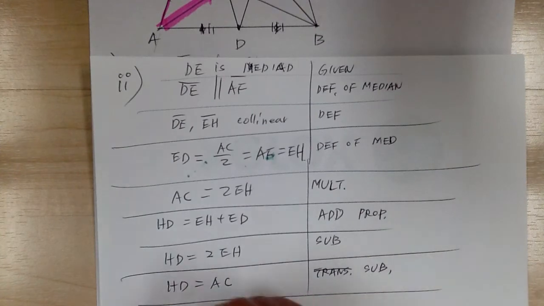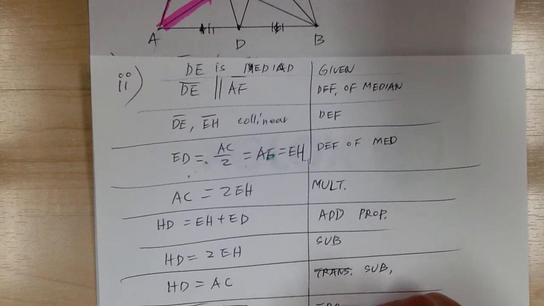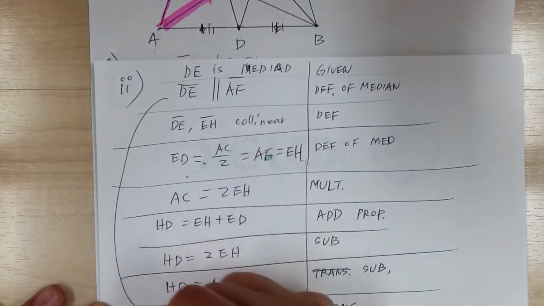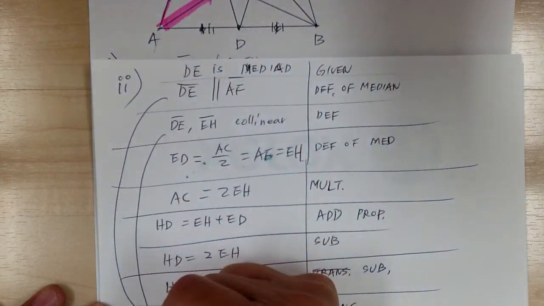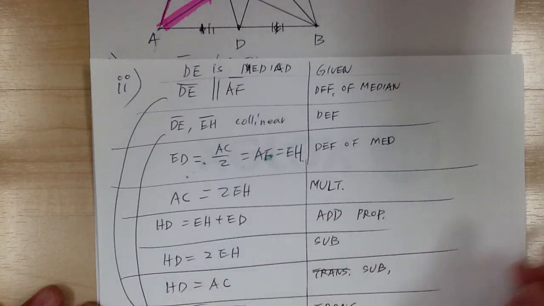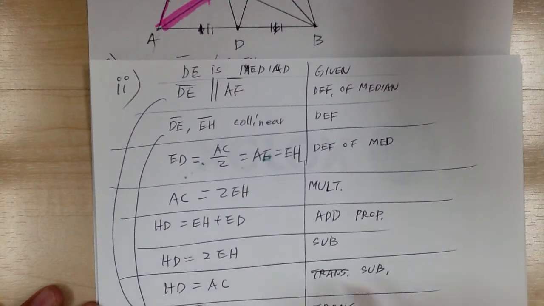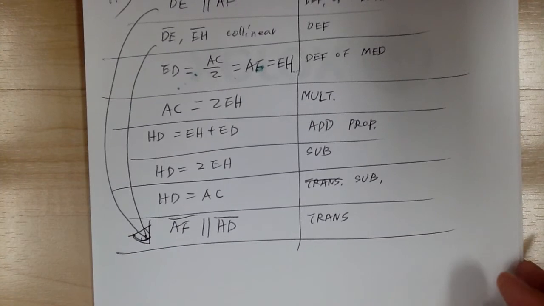And then after that, you have AF is parallel to HD. And this is transitive. This is from these two over here. So this came from here, and this over here. Since they're all straight lines and they're parallel to each other, they have to be parallel to each other. Okay, so again, it gets complicated.